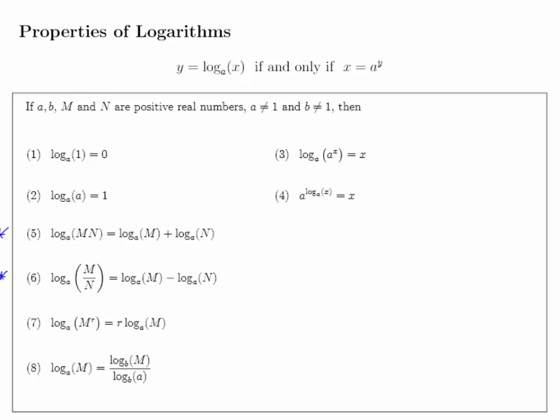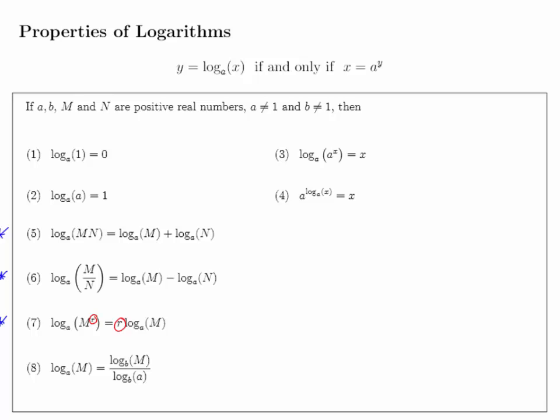Anytime we have an exponent or a power inside that logarithm, we will bring that out front as a coefficient, and that's our property 7 here, where anytime we have log base a of some m raised to the r, that's equivalent to taking r times log base a of m. Again, that power r can come out front as a factor, only when it's inside the logarithm though.